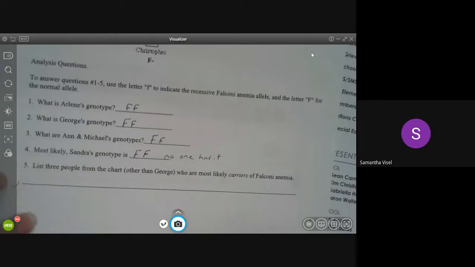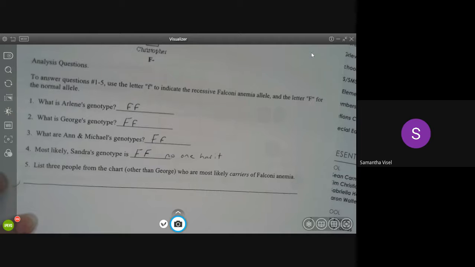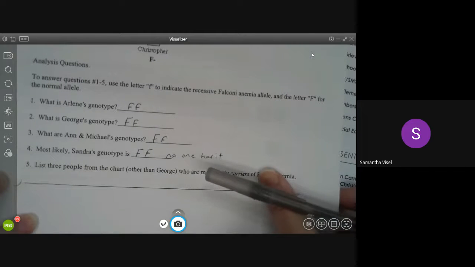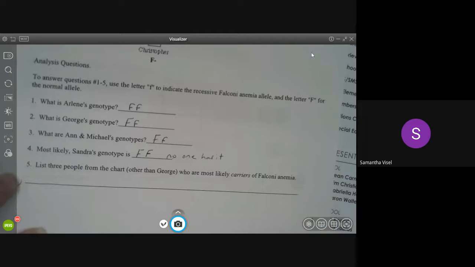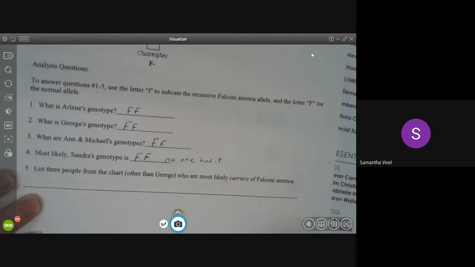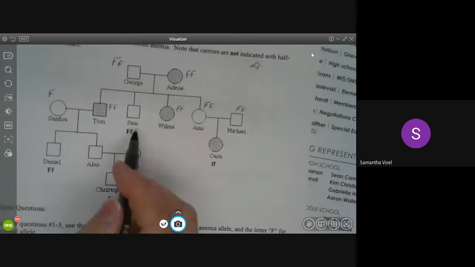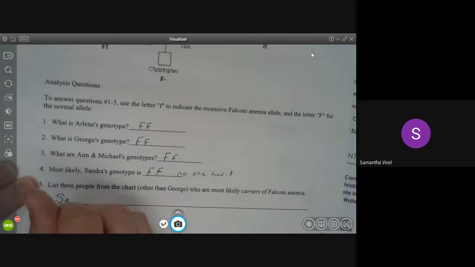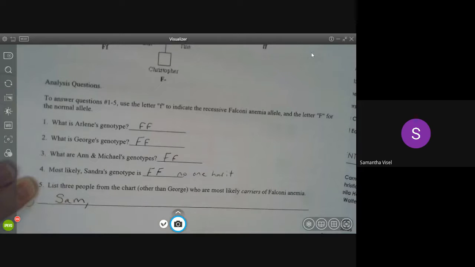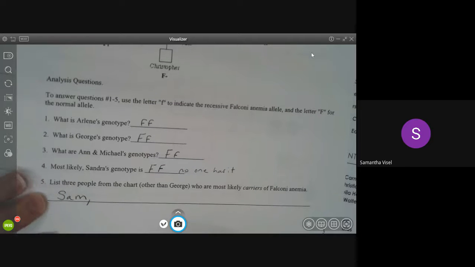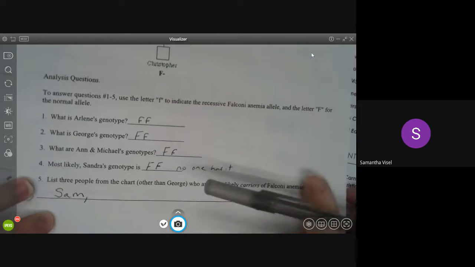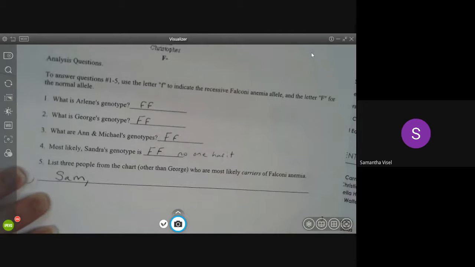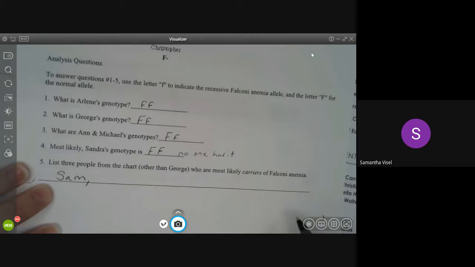Now for 5, you're asked to list 3 people other than George who are most likely carriers of the anemia. As we work through this assignment, we were able to pick out some people. You've got a few options you could have here. But going through the list, we're told that Sam is big F little f. So a carrier would be somebody that is heterozygous. So they don't have anemia, but they could pass it on. So they'd have to have a little f in order to do that.